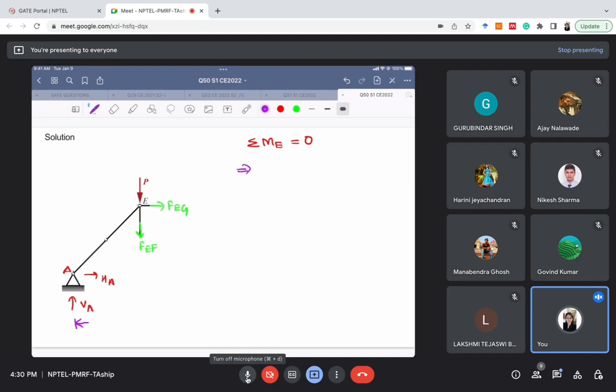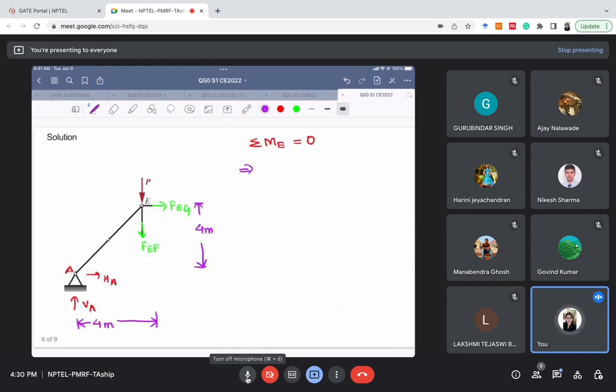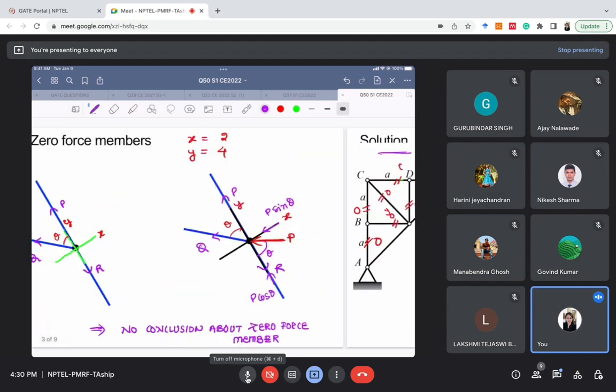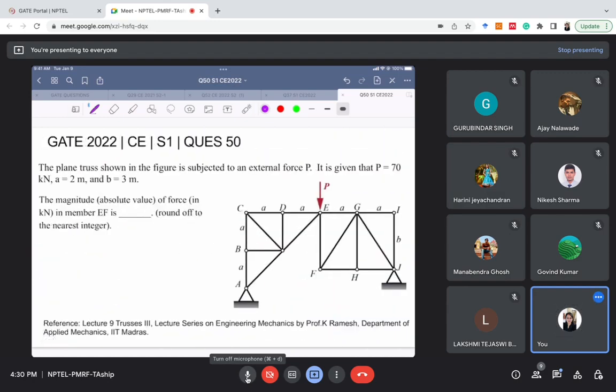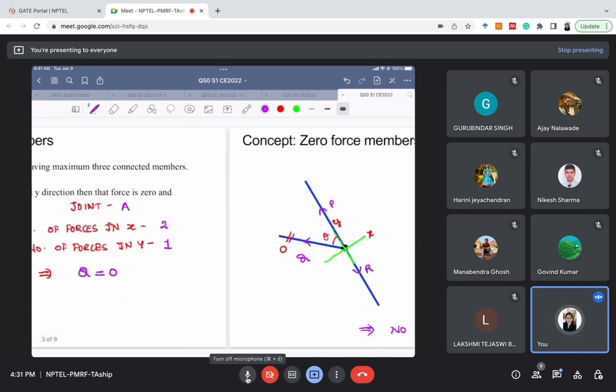So this distance is given as 4 meter, and this distance is also given as 4 meter. You can check in the question also, distance between E and A. Right, so this was our question. Distance between E and A is 4 meter, right? And the vertical distance is also 4 meter because the value of a is given as 2. So those distances I have marked here.